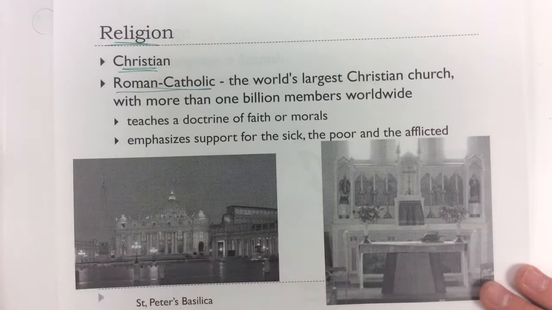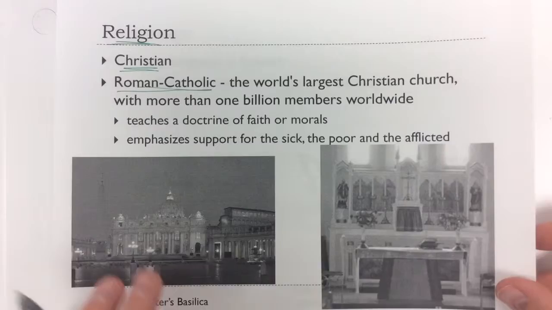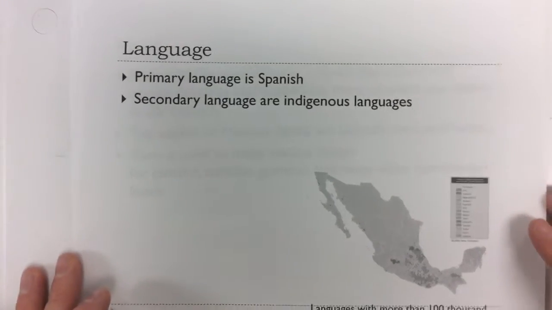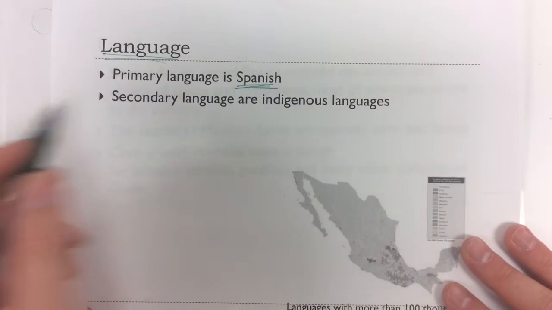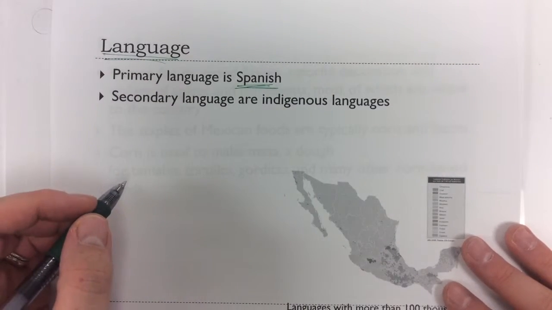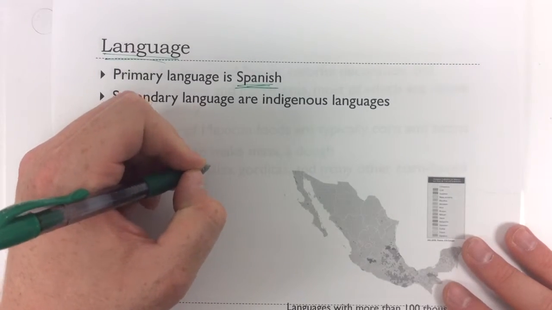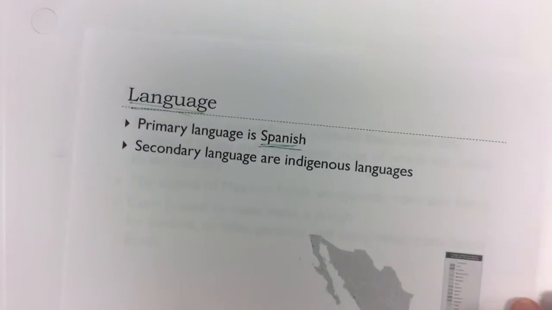And it's the world's largest church with more than 1 million members worldwide. It's just anything that you've heard of Christianity. This is the people that rule it, and it's from St. Peter's Basilica. The next culture trait that we have is language. So the primary language in Mexico is Spanish, okay, because the Spanish came here. And what we're going to see is that there are different ones in North America. In North America, Canada speaks English, United States speaks English, but Mexico speaks Spanish.